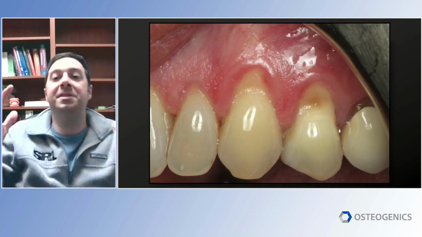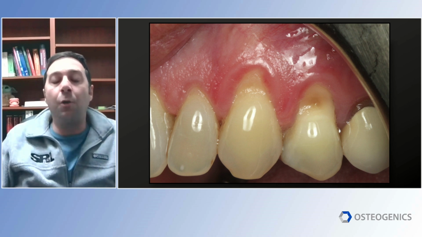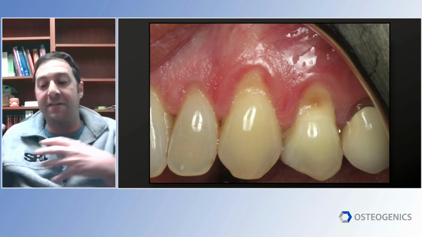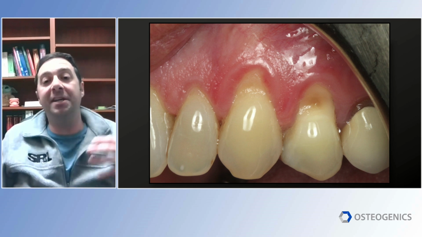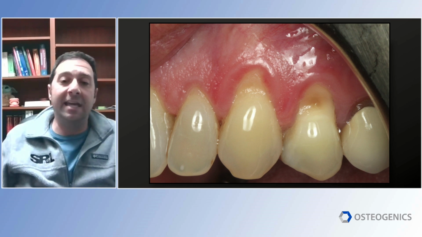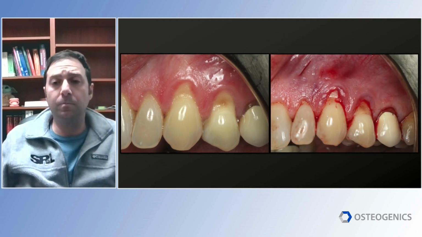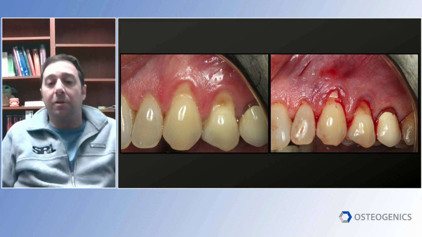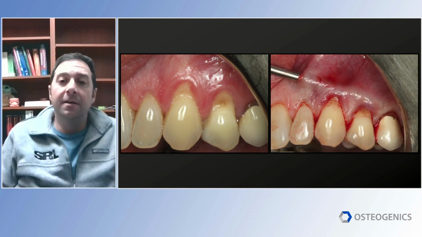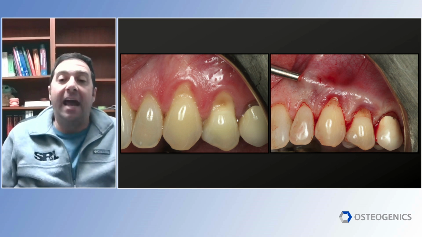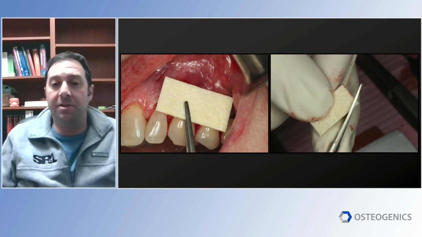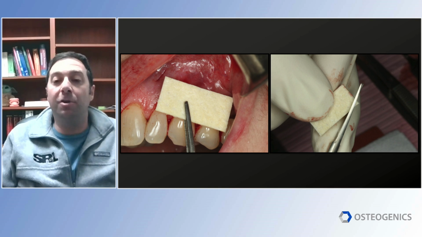So let's pull this all together, okay? Now we have a novel product that's potentially going to heal better. We have vestibular access techniques. Let's put it all together. Here we're treating the canine and the first premolar. There's my vestibular access incision, apical of the lateral incisor. Through that, I'm very easily able to create my recipient site without damaging my papilla, causing minimal trauma to the gingival margin. Here's my microderm.